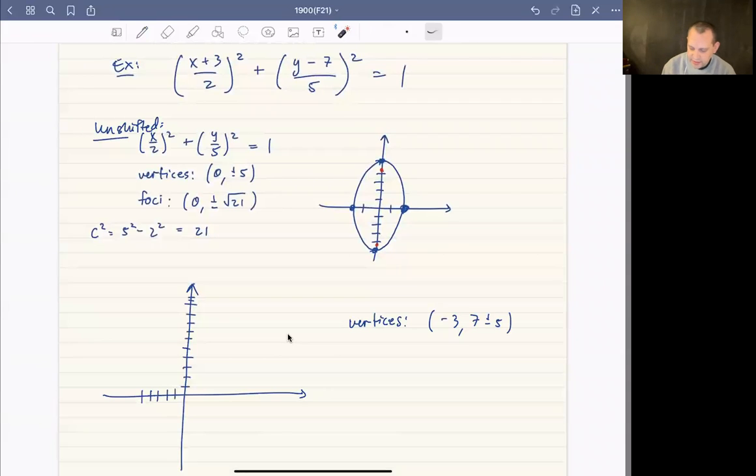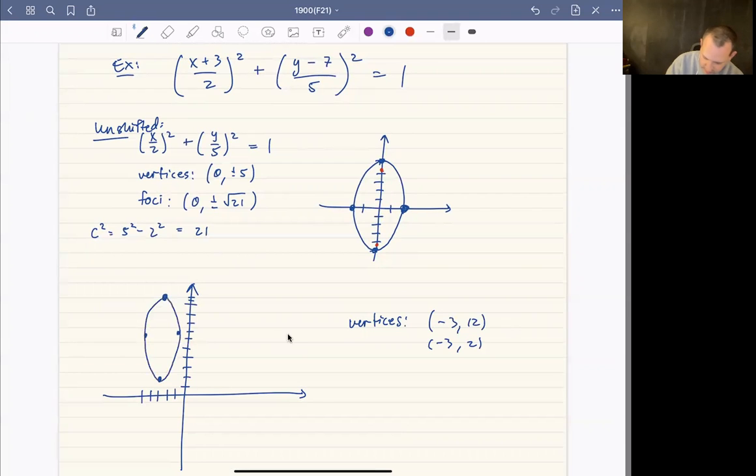Okay, and so you get -3, 12, and -3, -3, 2. So those are going to be the vertices. Okay. The points here that were on the x-axis were at -2, 0 and 2, 0. So those will be -5, 7 and -1, 7. Okay, and so there's our conic.